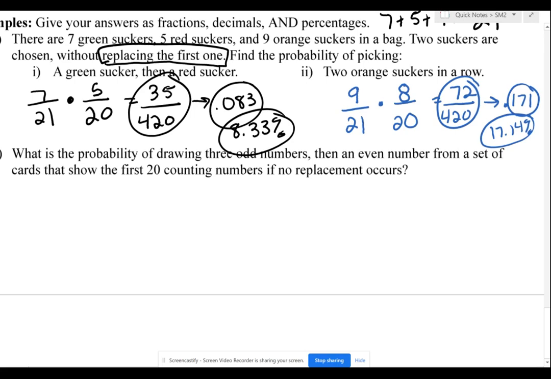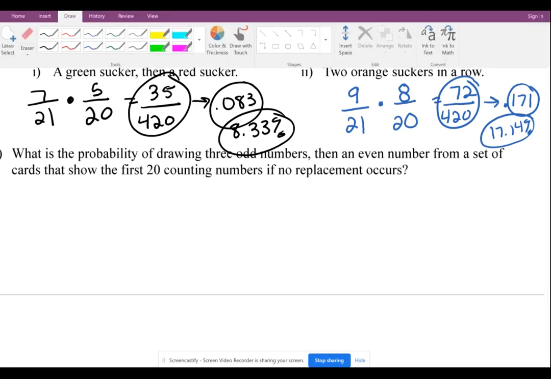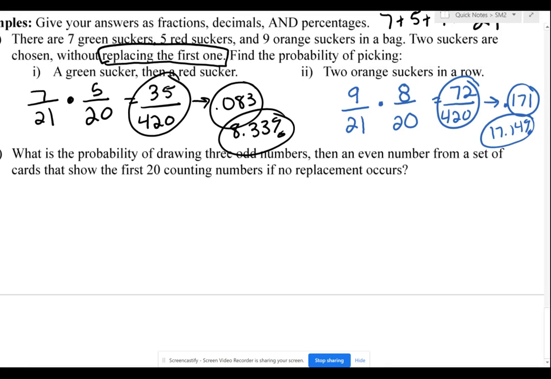Okay, this situation, it says, what is the probability of drawing 3 odd numbers, then an even number from a set of cards that show the first 20 counting numbers if no replacement occurs? Okay, so let's break down this situation. Basically, you've got a stack of cards, okay, and the cards are the numbers 1 to 20.